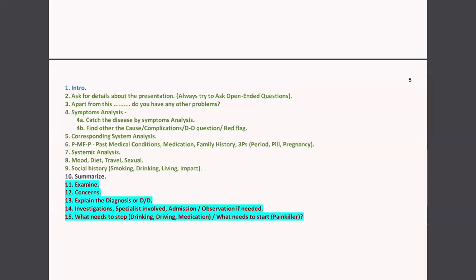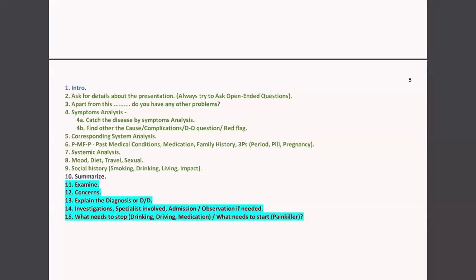And then we can go for the corresponding system analysis. For example, if this is a case of confusion, you need to explore the neurological system first. If it is a case of palpitation, you need to explore the cardiovascular system first. And for the sixth point, you need to go for the past medical condition, medication history, and family history.